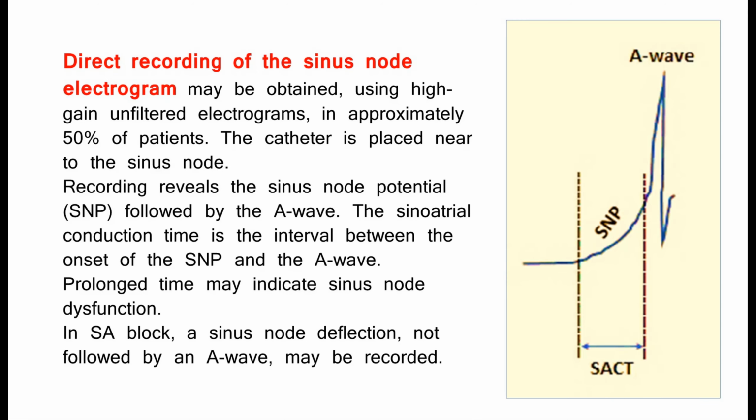Direct recording of the sinus node electrogram may be obtained, using high-gain unfiltered electrograms, in approximately 50% of patients. The catheter is placed near the sinus node. Recording reveals the sinus node potential, SNP, followed by the A wave. The sinoatrial conduction time is the interval between the onset of the SNP and the A wave. Prolonged time may indicate sinus node dysfunction. In SA block, a sinus node deflection not followed by an A wave may be recorded.